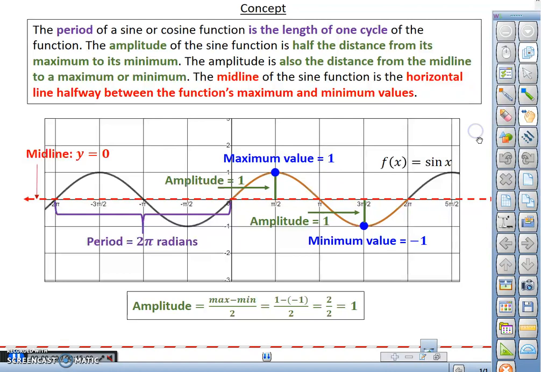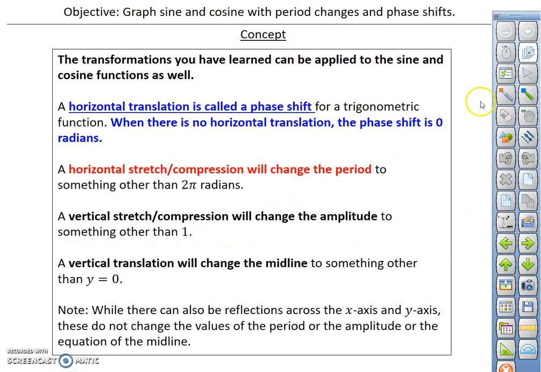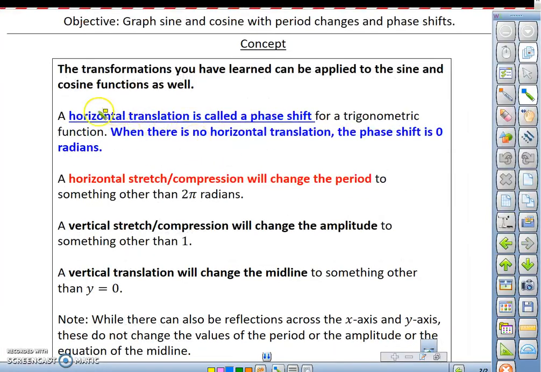So now we're going to look at problems where we have a horizontal translation, which in trigonometry we call a phase shift, and that moves our functions to the left or to the right a certain number of units. And if there is no horizontal translation, we say the phase shift is 0 radians.